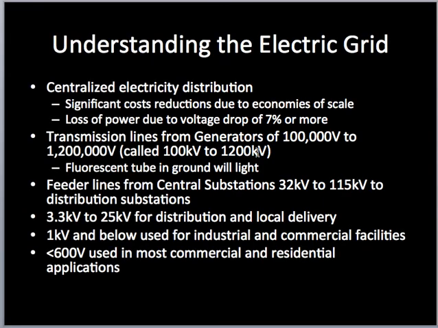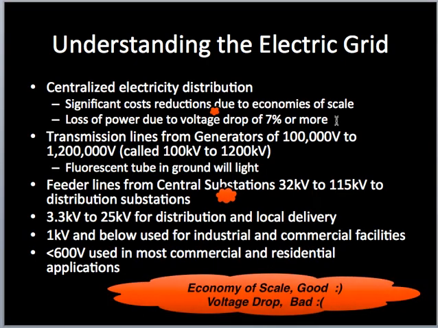But in order for centralized electricity to get distributed, there are really two effects that happen with this. First off, there are significant cost reductions because these are massive plants, and so they have tremendous economy of scale on the one hand. On the other hand, because you're transmitting this electricity over long distances, you've got voltage drop of 7% or even more, depending on the amount of distance that those electrons have to move, and through Ohm's law lose some of their actual power producing potential.